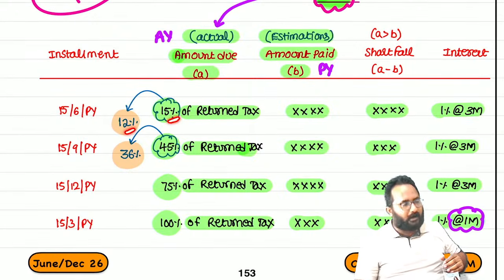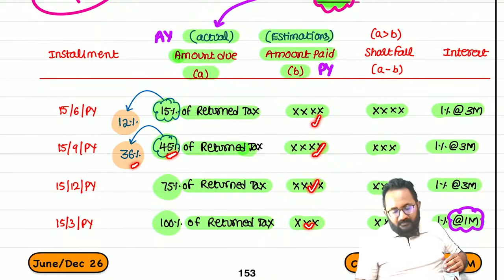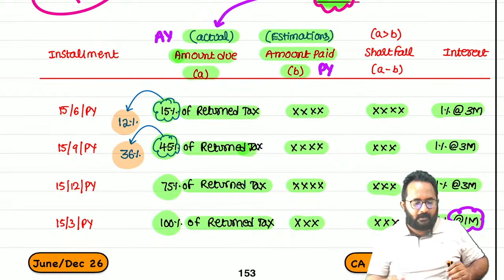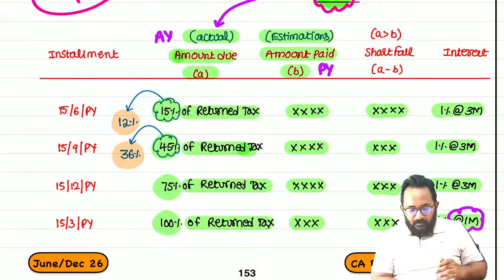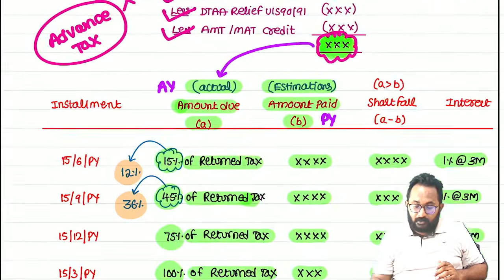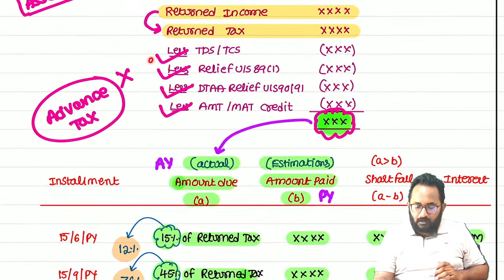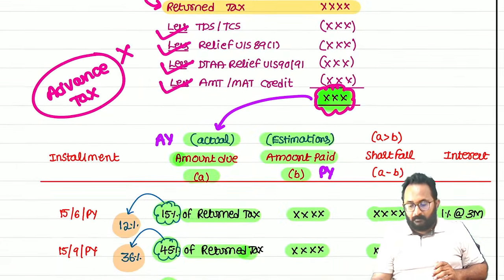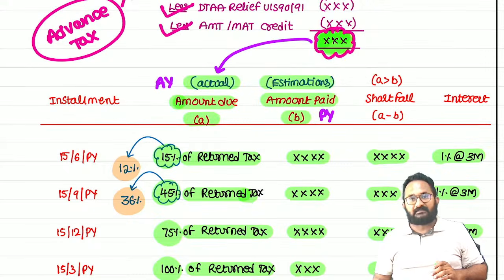15, at least 12 is also okay. No need to pay 45, at least if you paid how much? 36 is also okay. Understood, all of you? Now remember, here you have to take the returned tax and the returned income details, all the credits except advance tax, because we are comparing this amount only with advance tax.